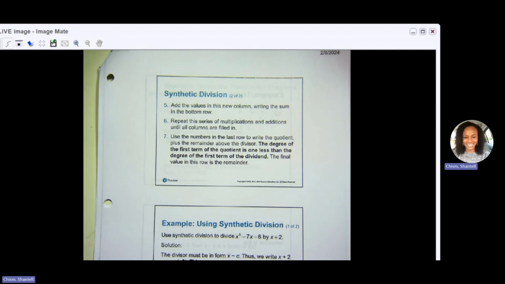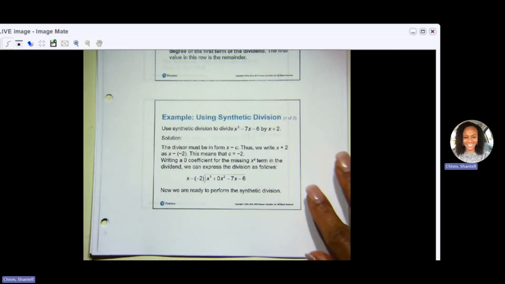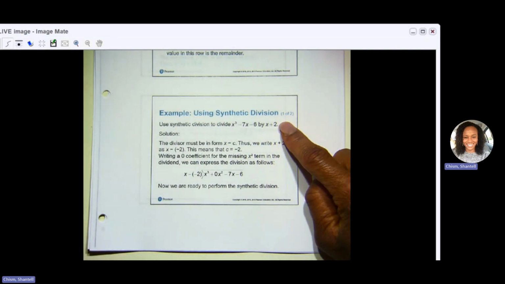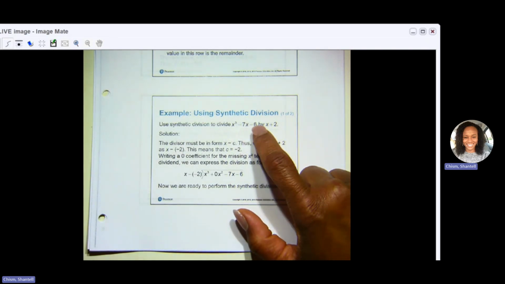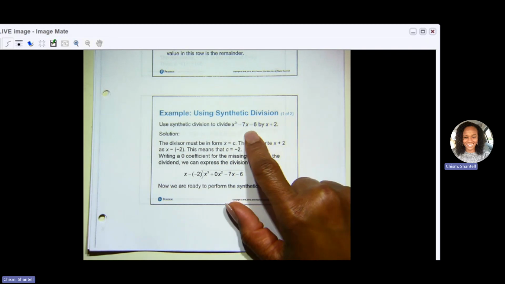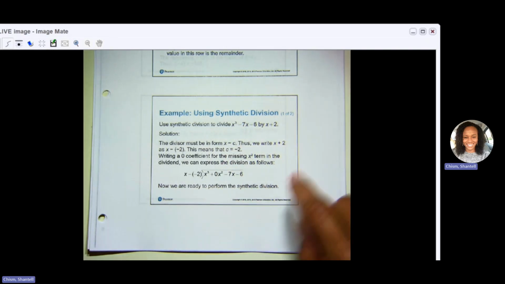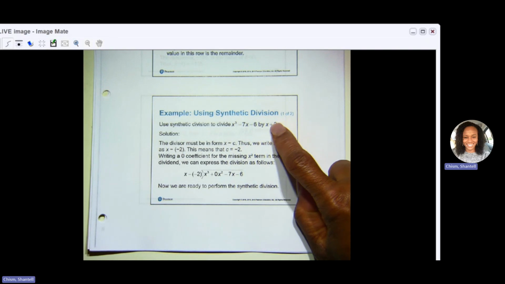Actually, what I may do before we look at homework, let's look at this problem. So here's one in the notes. It says use synthetic division to divide x cubed minus 7x minus 6 by x plus 2. So this is my dividend. Notice that the dividend jumped from x cubed down to 7x, so it's missing the x squared term, okay? The divisor is of the form x plus or minus c, so we're good there.